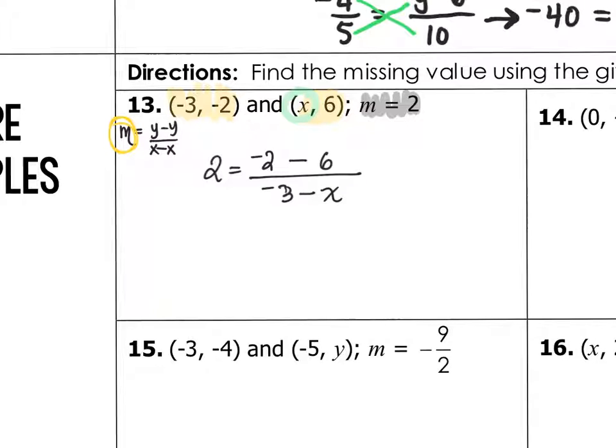And now remember, one thing that's important is that slope is always a fraction, but that's a 2. So how do I write 2 as a fraction? Well, I write it as 2 over 1. So let's clean up the numerator and rewrite this as 2 over 1 is equal to negative 8 over negative 3 minus x. Now that I have it set up like a proportion, I could do my cross products. 1 times negative 8, which is negative 8, is equal to 2 times negative 3 minus x.